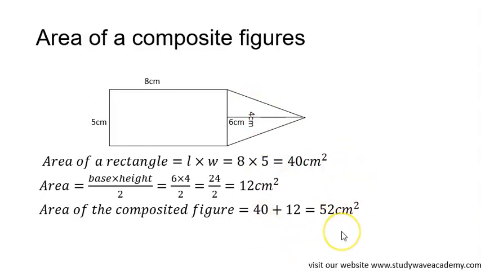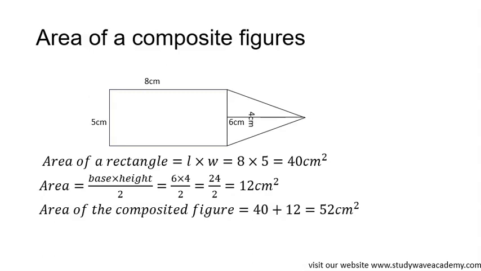Hope you're not confused. So finding the area of the composite figure, you first of all break the shapes into smaller parts, okay? You first of all find the area of the rectangle, then find the area of the triangle. If there is another shape, you find the area of that shape also and add or subtract if needed. Now we're going to be looking at another example.